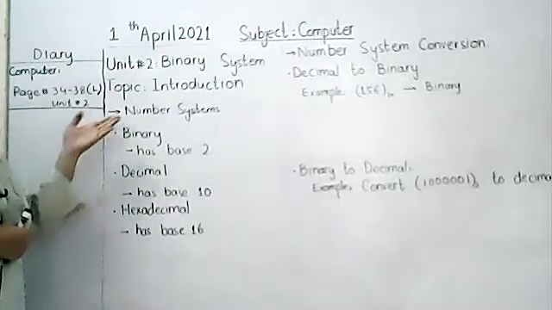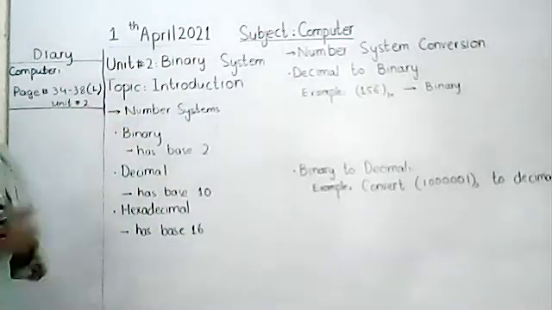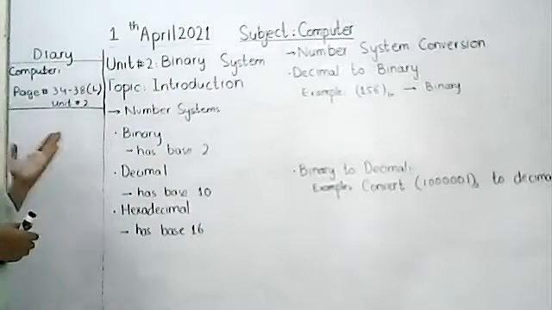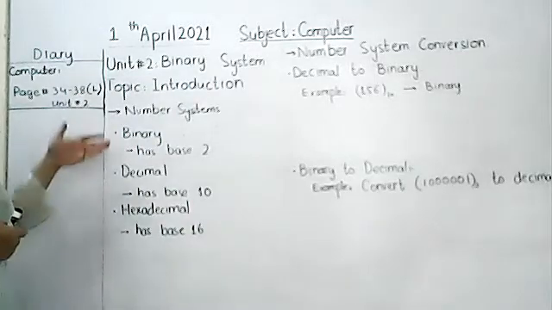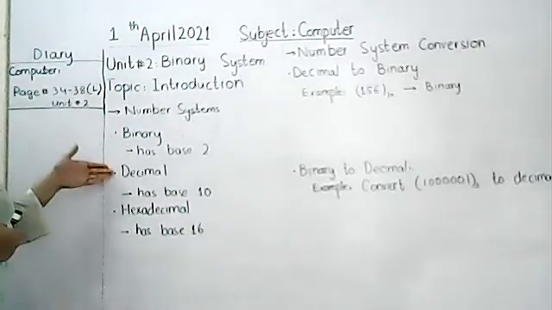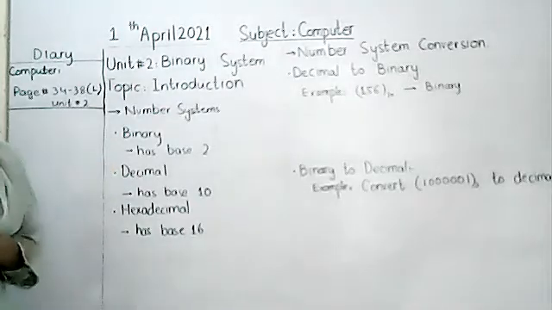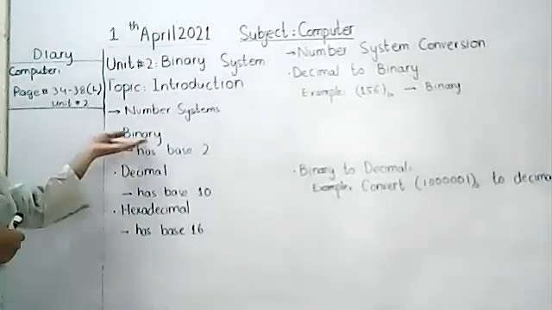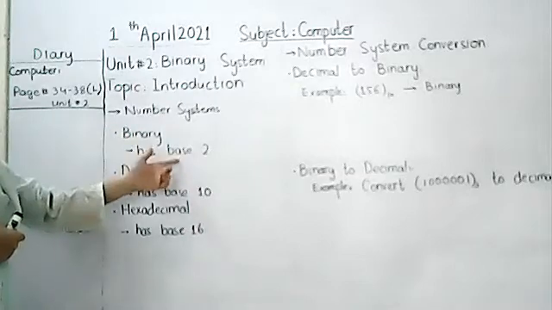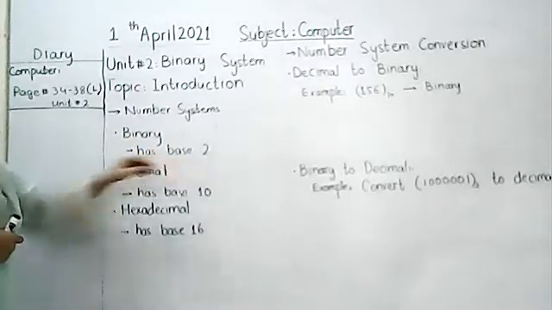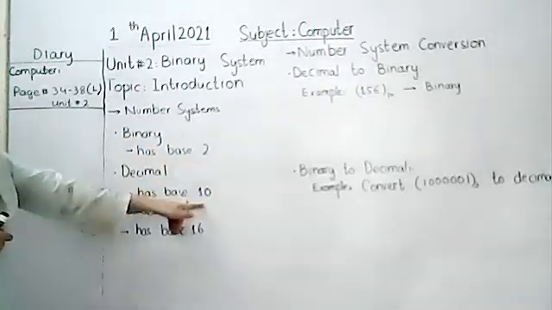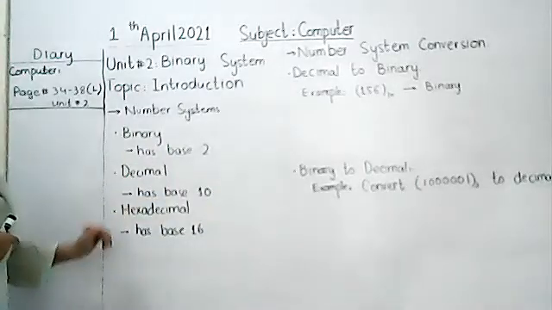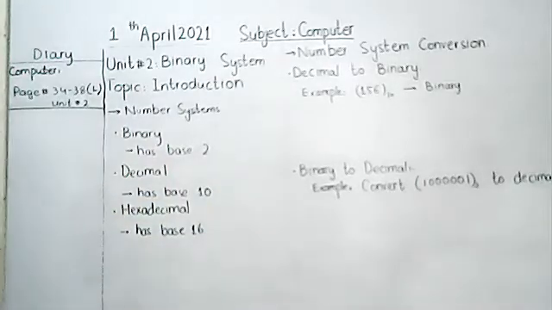First of all, we will talk about the number systems. How many number systems are there? There are 3 number systems in the computer: binary, decimal and hexadecimal. As you know, the binary system always has a base of 2, decimal has the base 10, and hexadecimal has the base 16. In this way, we can define all the number systems.